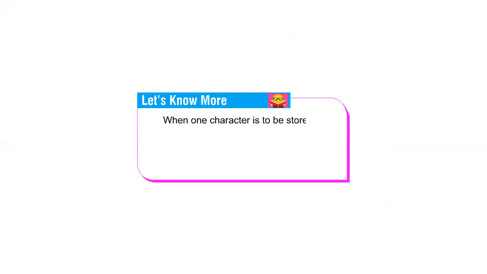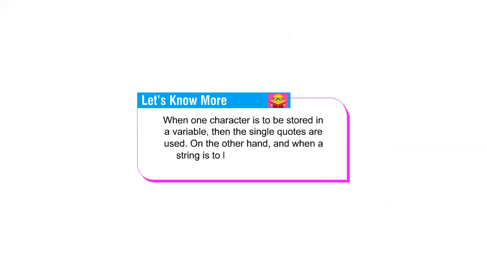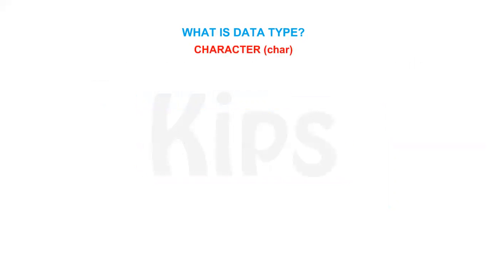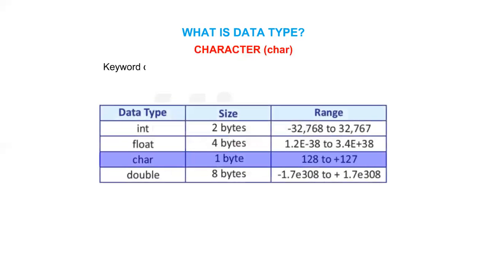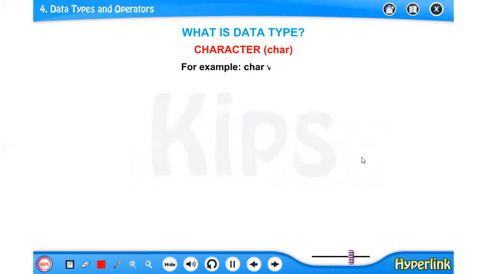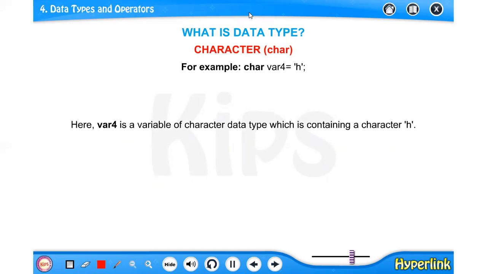When one character is to be stored in a variable, then single quotes are used. On the other hand, when a string is to be stored, it must be enclosed within double quotes. Character. The character data type either has a single character or a combination of characters called strings. The keyword char is used to declare a variable of character type data. The size of character data type is 1 byte. For example, char variable4 = 'h'; Here variable4 is a variable of character data type which is containing the character h.